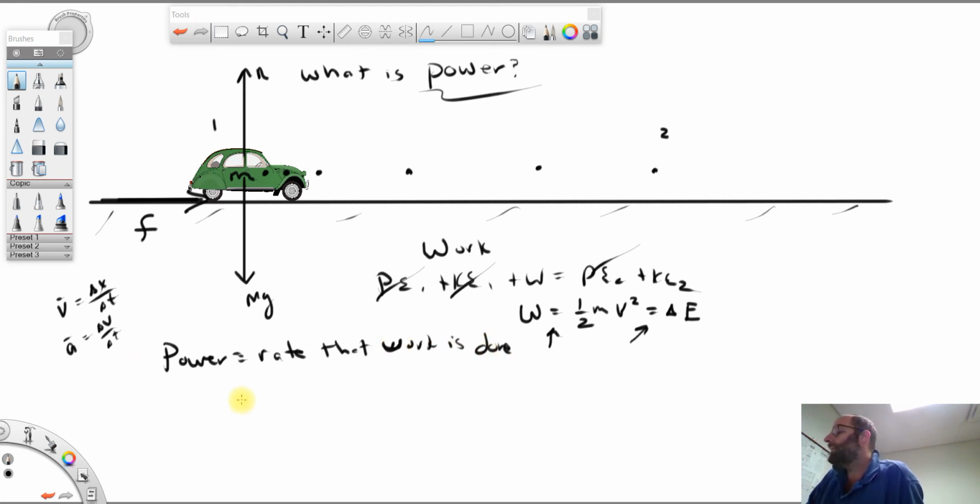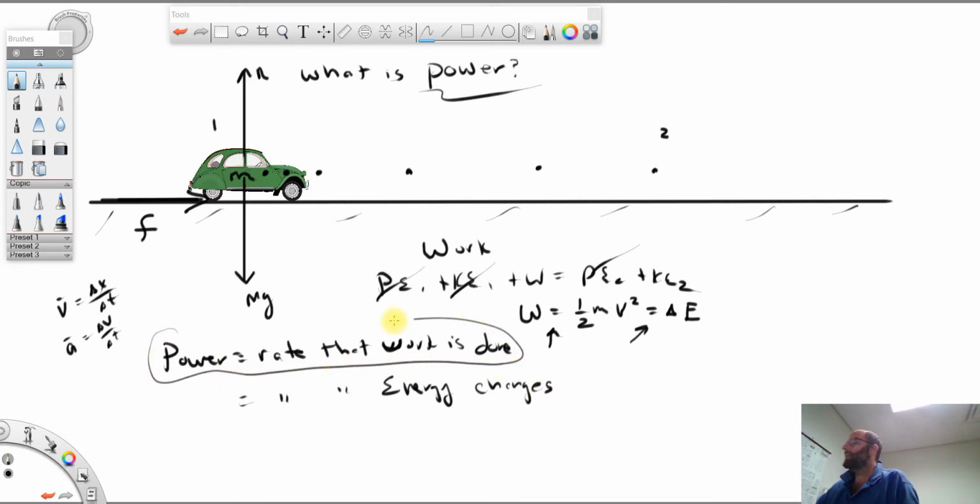Power is the rate that energy changes. These two definitions are virtually identical. I'll talk about why I'm using two of them for a moment. In Physics 1, usually you start with power like this, the rate that work is done. Notice, again, look at this equation. These definitions are basically equivalent because the work done and the change in energy are the same.